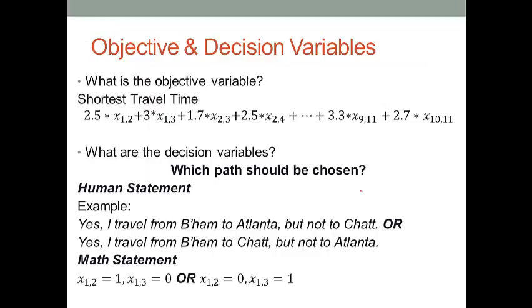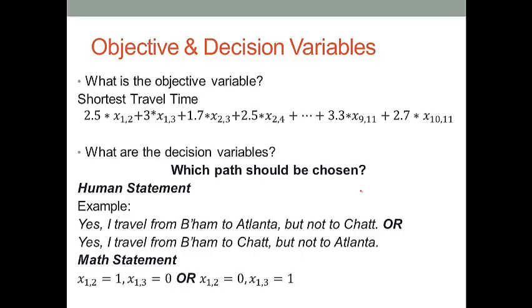When we make decisions as a human being, we would say, yes, I want to travel from Birmingham to Atlanta, but not to Chattanooga. Or you can say, yes, I want to travel from Birmingham to Chattanooga, but not to Atlanta. This is what we, human beings, say. If we can translate this human decision into a mathematical way, that will be great. The computer software is able to understand this decision as well, right?